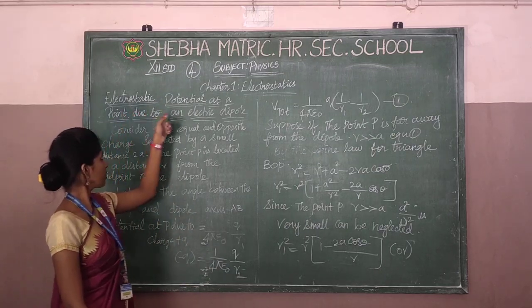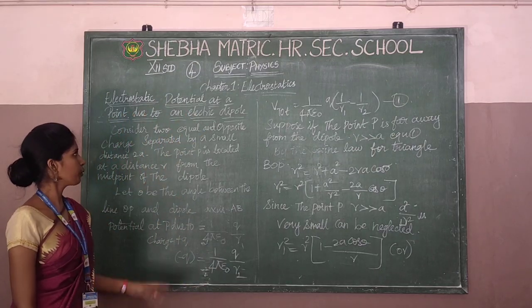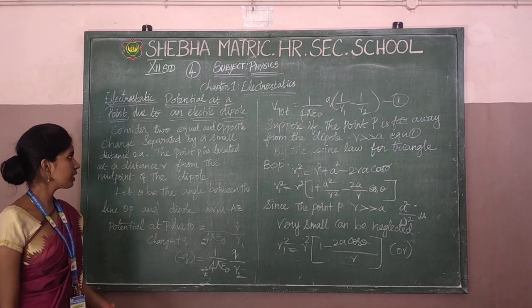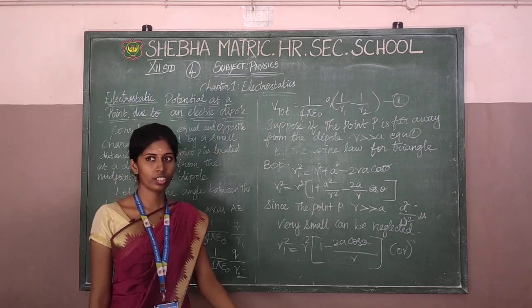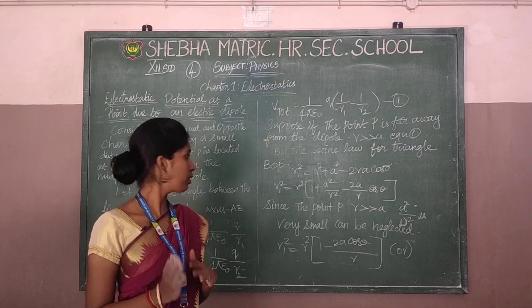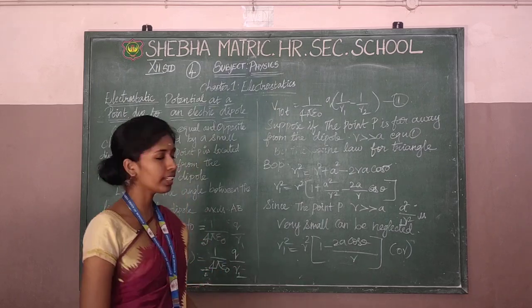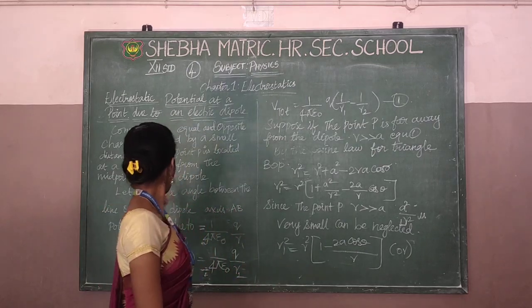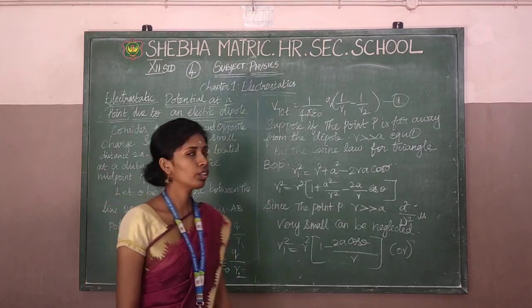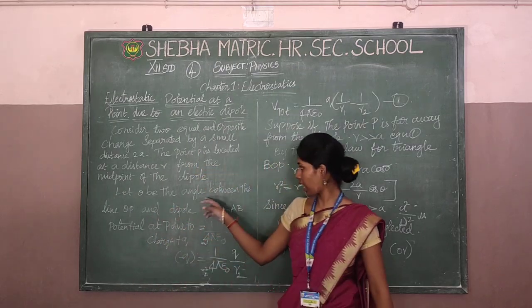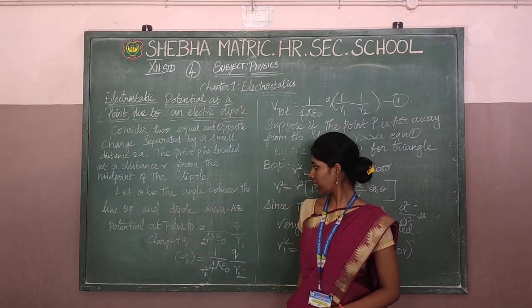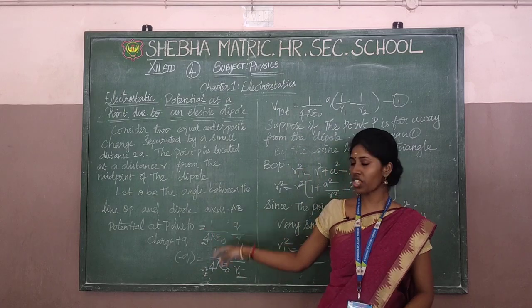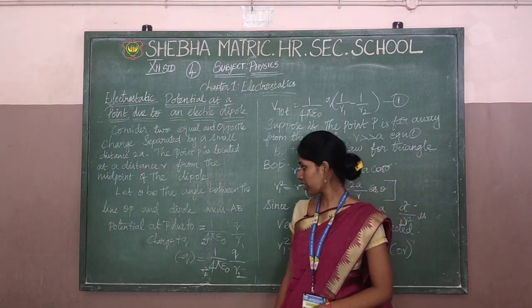Now let's start the electrostatic potential at a point due to an electric dipole. Consider two equal and opposite charges. The point P is located at a distance r from the midpoint O, the midpoint of the dipole. Let theta be the angle between OP and the dipole axis AB. We want the potential at point P.